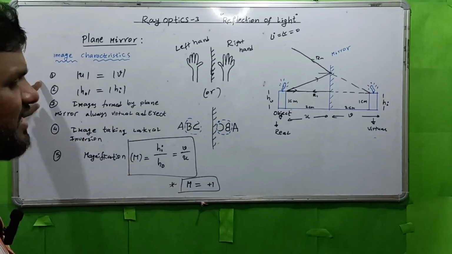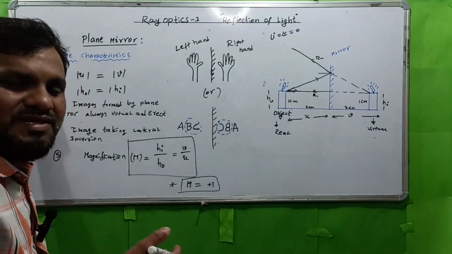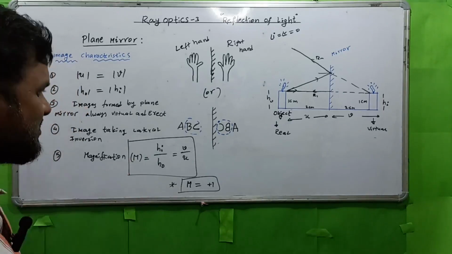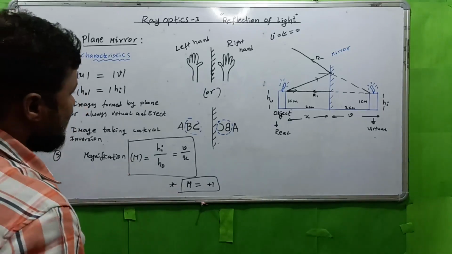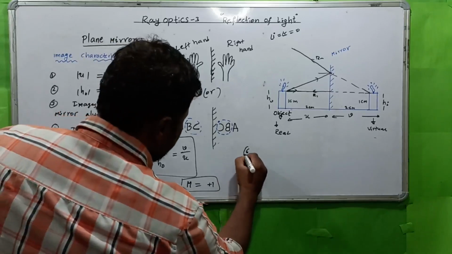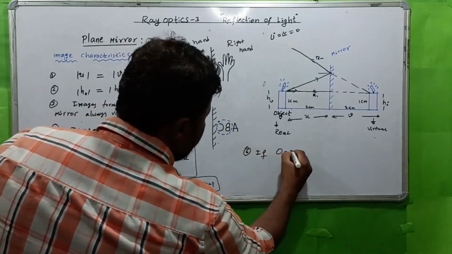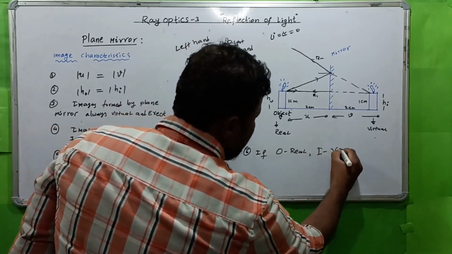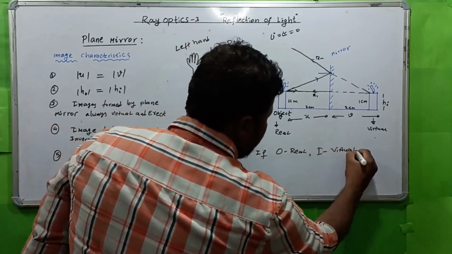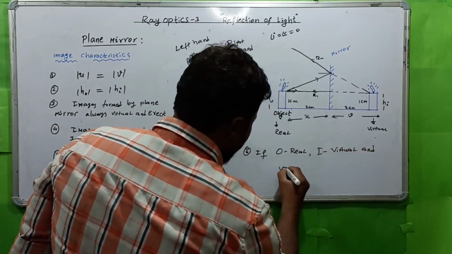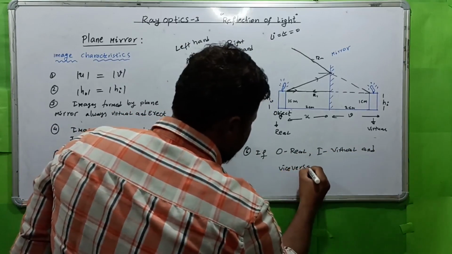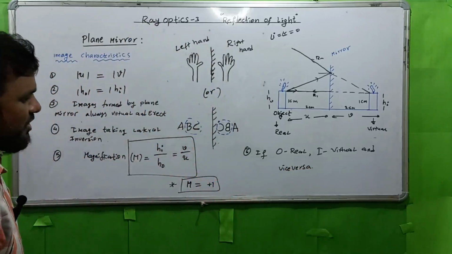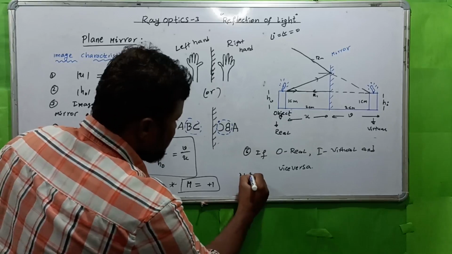And one of the characteristics I already discussed earlier, that is, if the object is real, the image is virtual, and vice versa. That is the sixth characteristic. If the object is real, the image is virtual and vice versa. There is an important note you must remember.